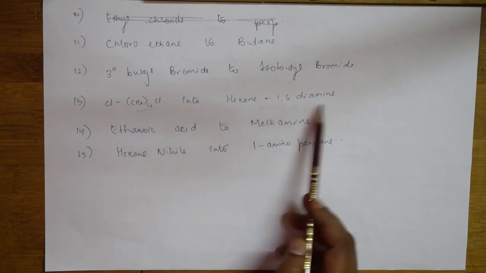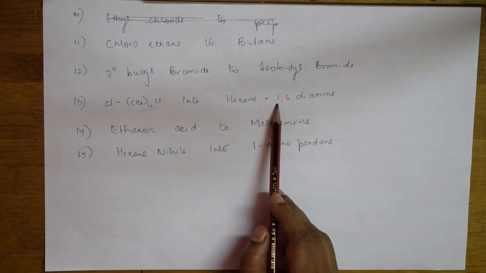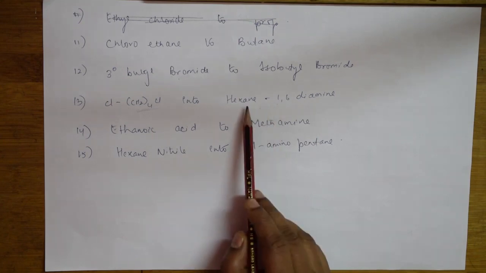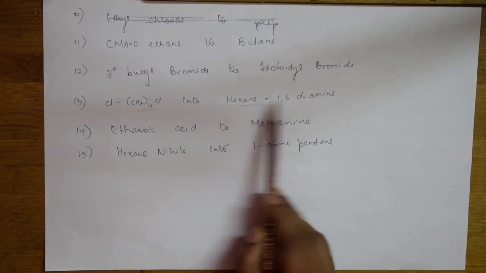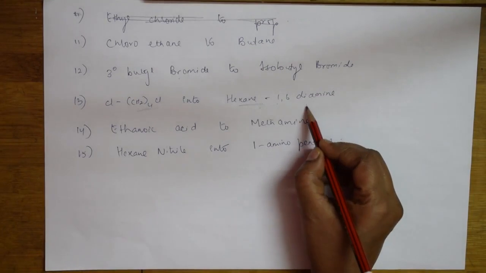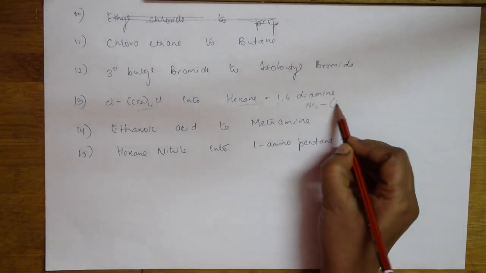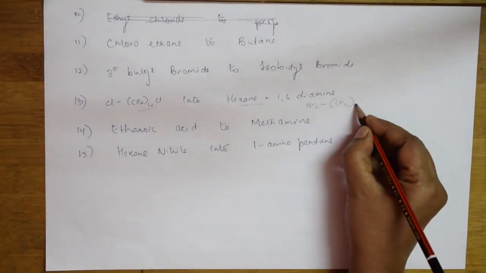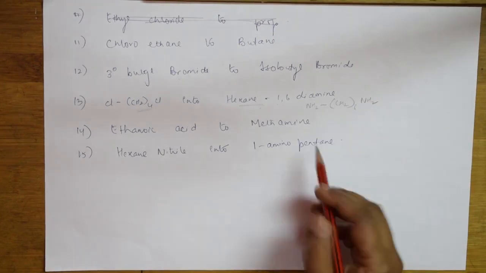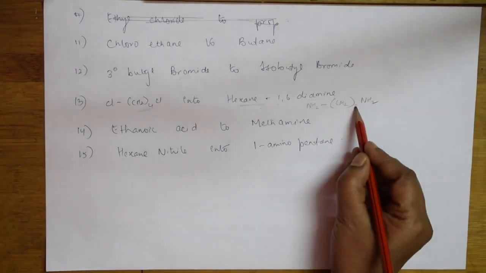Next, hexane 1,6-diamine. That means 6 carbon atoms, so hexane, and amine on both sides. It is like this: NH2, single bond, CH2 taken 6 times, and NH2. This is hexane 1,6-diamine, with amine on both sides.